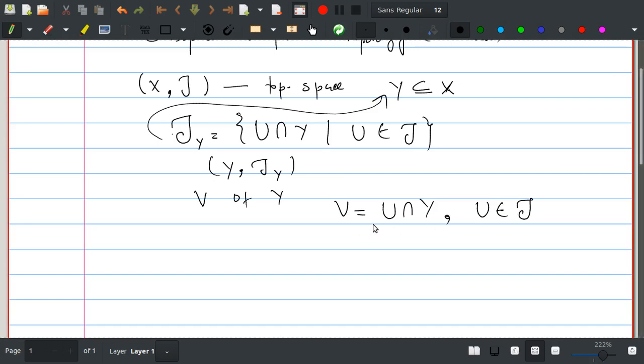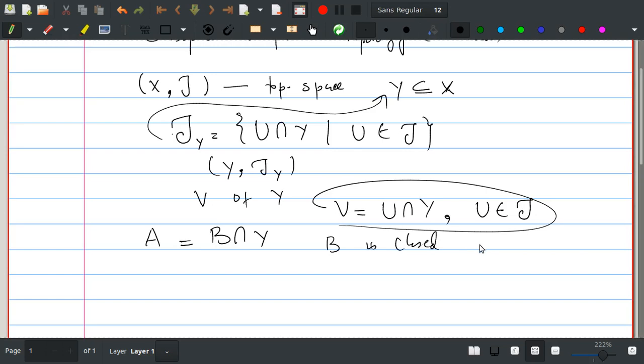Now there is this question: how do the closed sets in Y look? Do they look the same as open sets? I mean, is it true that A is a closed set in Y if and only if A is of the form B intersection Y, where B is closed in X? Sorry, I mean, do the closed sets in the subspace topology look like this? And the answer is yes, and we will prove this fact in the following lemma.